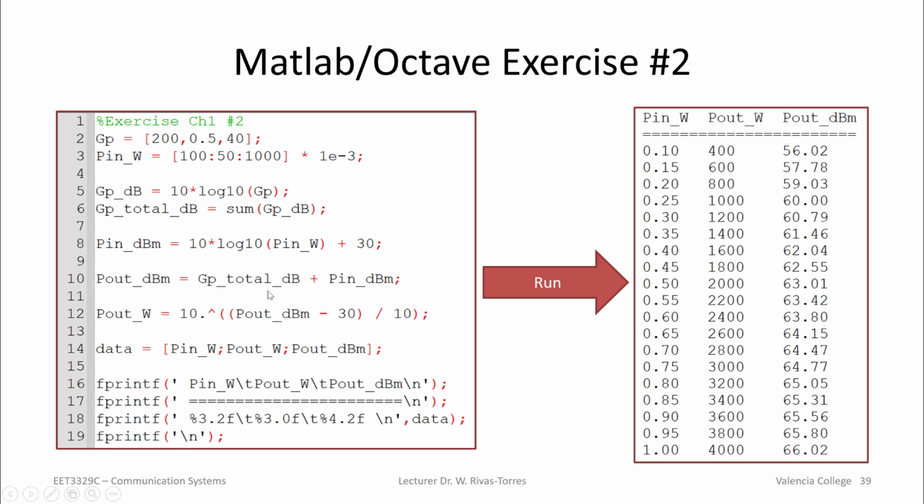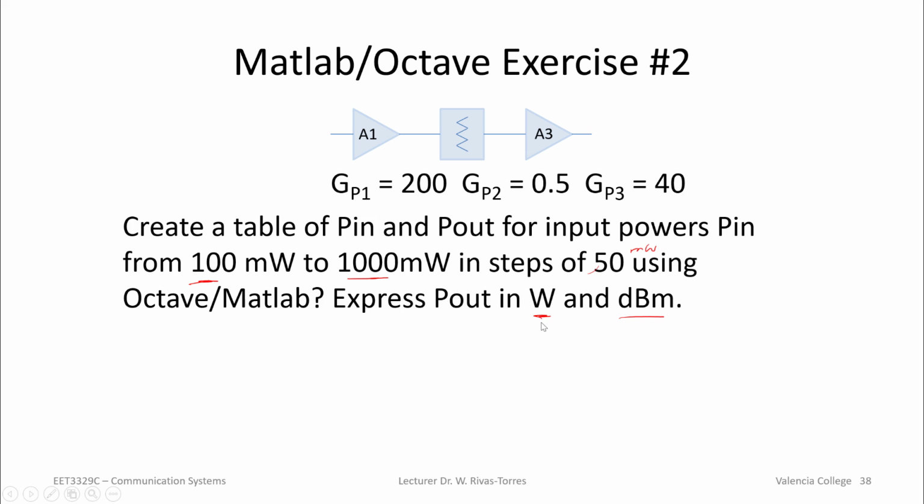Here's the code for it. Notice that I create one array that holds all my gains; that's line number two. I create another array for all my powers. Notice 100 to 1,000 in steps of 50; that's the right notation for that. Because everything I said is milliwatts, I multiply by 1e-3, and that converts it to watts. I want to work in watts. Remember what the problem said: it wants it either in watts or in dBm.